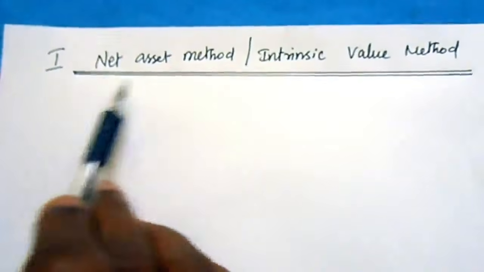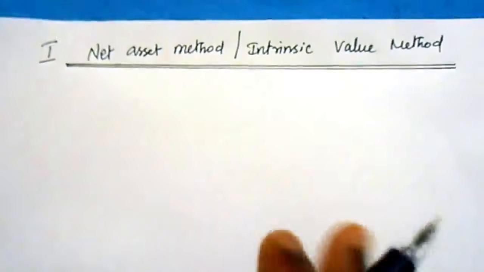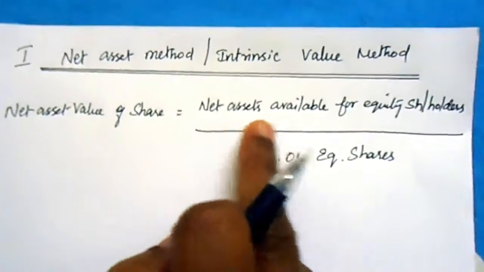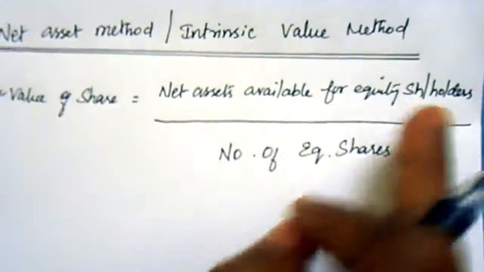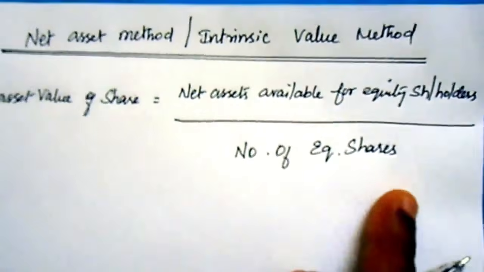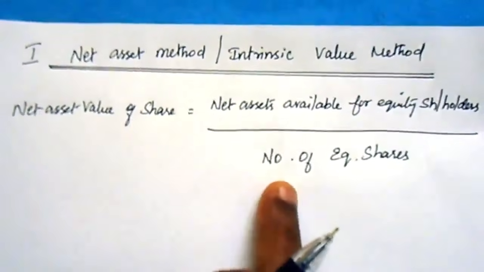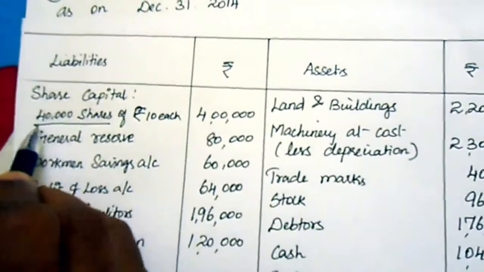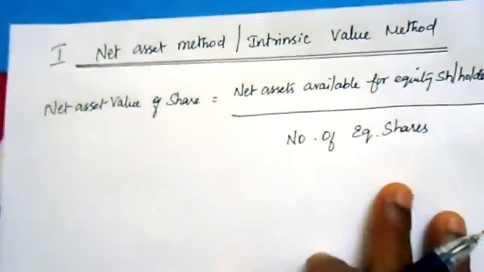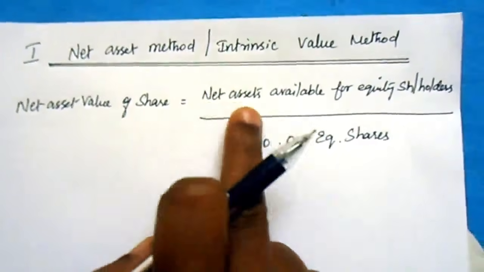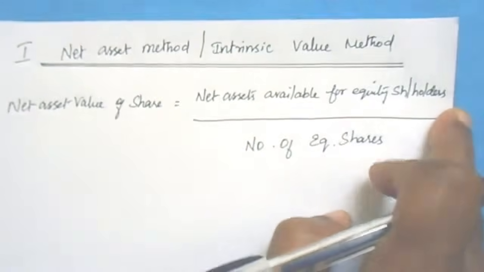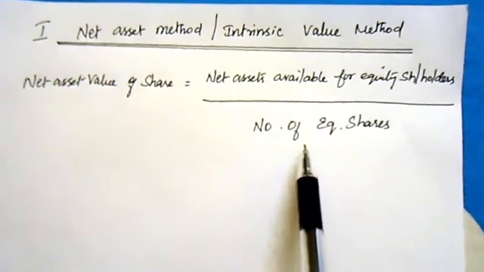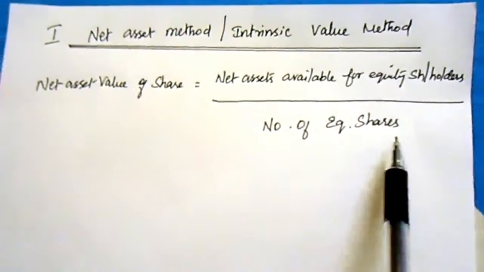See, the first method is net asset method or intrinsic value method. So what is the formula? Net asset value of shares is equal to net assets available for equity shareholders divided by number of equity shares. The number of equity shares is given in the problem. Look at the problem. How many shares? 40,000 shares. Now you need to find first the net asset available for equity shareholder. After finding it, then divide by 40,000, that is the total number of equity shares.